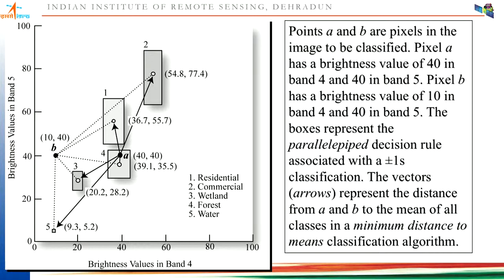Any of these distances would be lowest. So whichever distance is lowest, the pixel will be assigned into that particular category. So this is minimum distance to means classification algorithm. If we are applying minimum distance to means algorithm on this particular example, pixel A will be classified in class 4, whereas pixel B, which was left unclassified in parallelepiped algorithm, gets classified as class 3 in this particular algorithm.